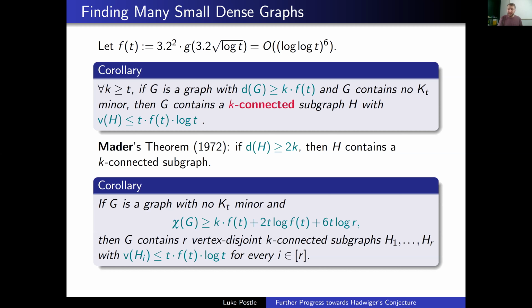So actually that's what we really do: if you have a graph with no K_t minor and the chromatic number is at least kft plus 2t log ft plus 6t log r, you can actually find r vertex disjoint k-connected subgraphs that are all small. So you just pull them out one at a time, and they're small, so they're easy to color, and then what remains, if it has low density, would be easy to color. So actually, you must be able to keep pulling out small, dense subgraphs. So what good are small, dense subgraphs?